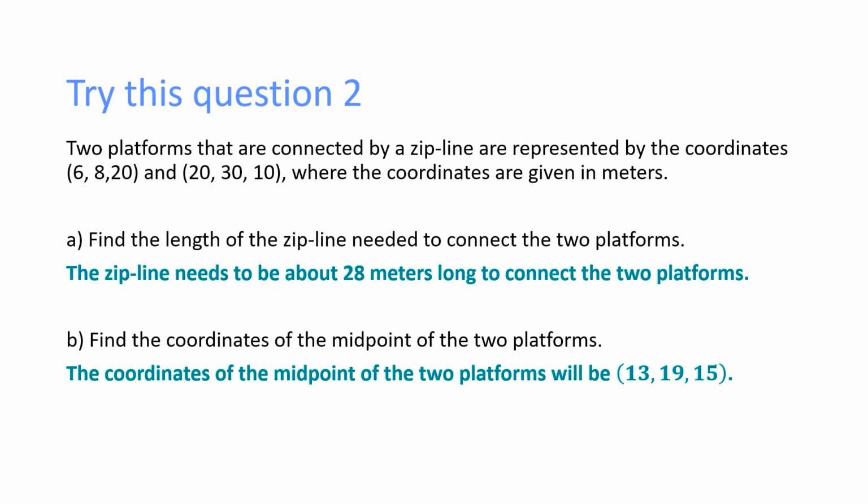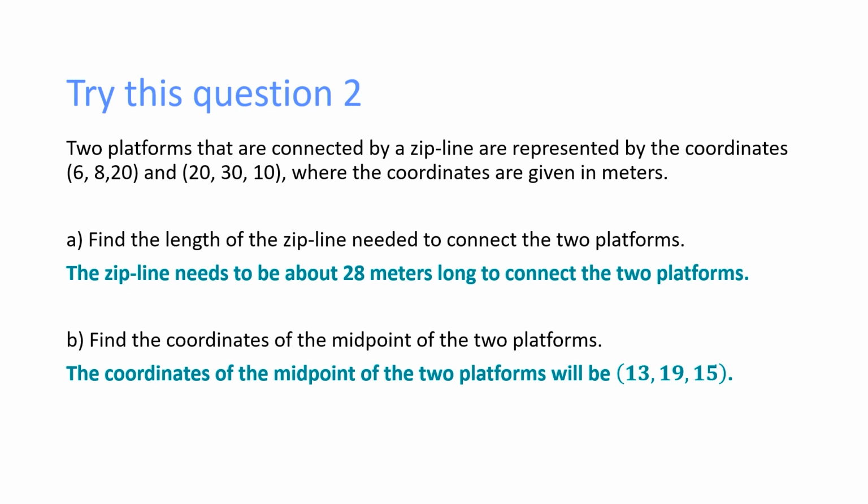Here are the answers to try this question number 2. For part A, the zip line needs to be about 28 meters long to connect the two platforms. And B, the coordinates of the midpoint of the two platforms will be 13, 19, 15. If you need more help with this question, you can watch example number 2 again, and that should help you with this particular problem.